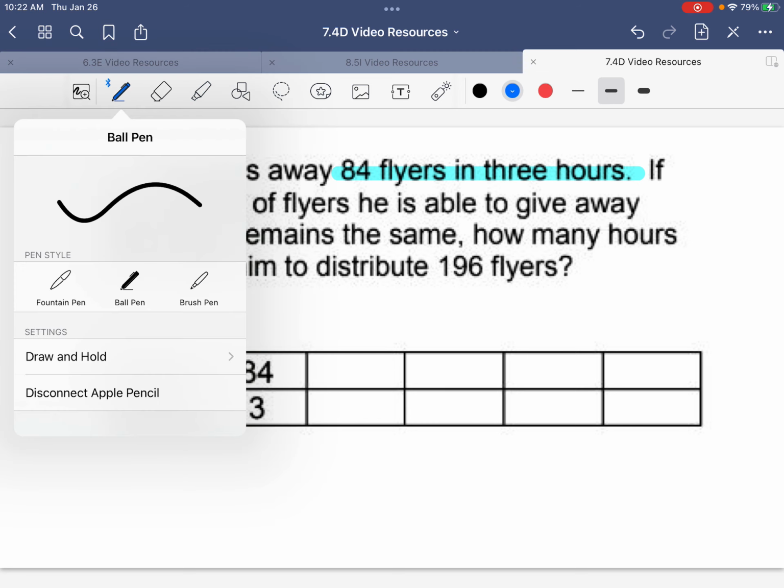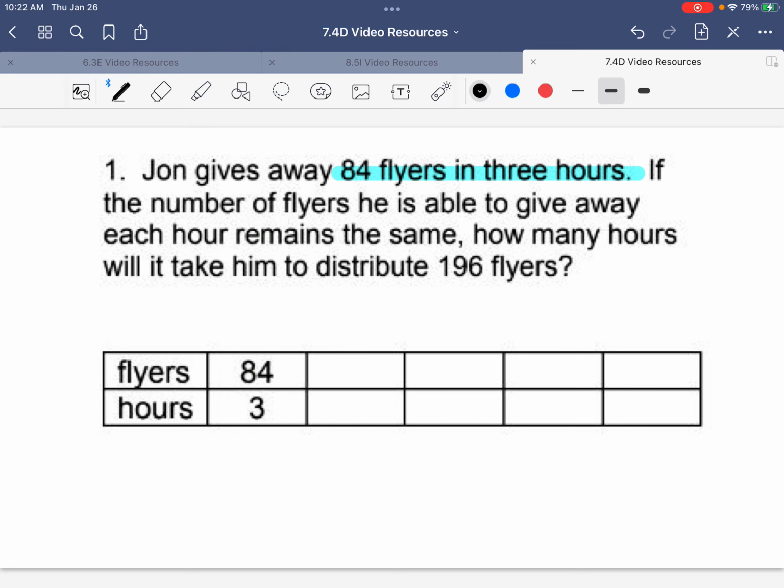So they have been kind enough to already make our table for us and show us that we're comparing flyers and hours. But we want to know how many hours it's going to take to do 196 flyers, so I'm going to highlight this. Well, I'm not quite sure how to multiplicatively get from 84 all the way to 196. So I'm going to scale down and find the number of flyers that John can do in 1 hour. I'm going to scale down by dividing by 3.